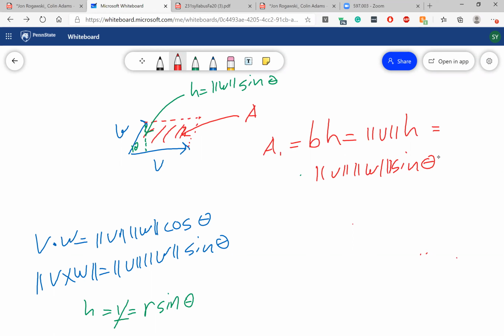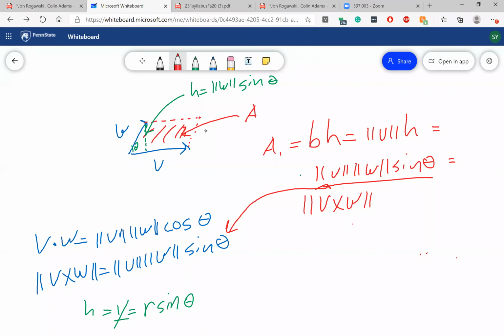So yeah. Now, this over here is equal to the magnitude of V cross W. Oh, sorry, we don't even need an absolute value over here. Okay. So this is going to be equal to the magnitude of V cross W. And that's the area of a parallelogram.